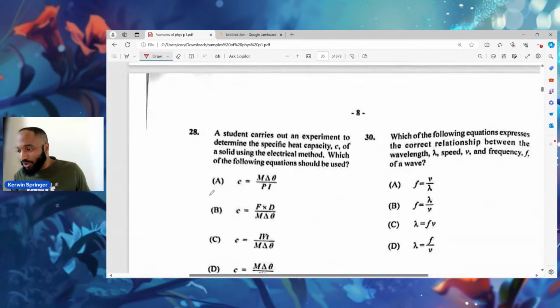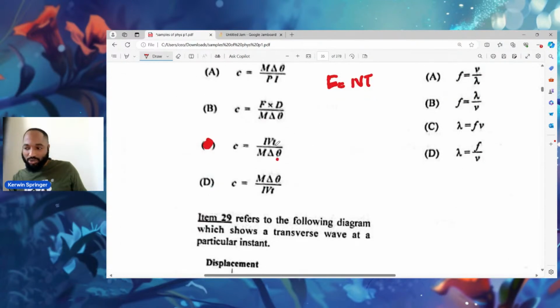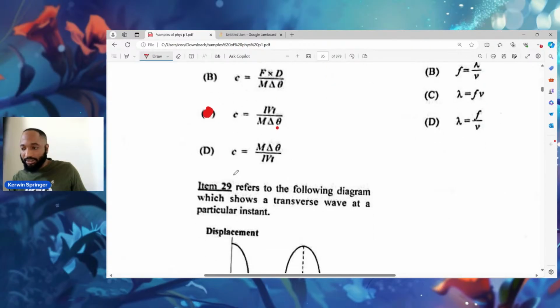Now you know. So a student carries out an experiment to determine the specific heat capacity. Wait, now they didn't just ask you this using the electrical method. So the following equation should be used. Energy is equal to power, power is equal to IV, energy is equal to IVT. So the energy on top divided by the mass by the change in temperature, they have theta as the temperature. So the answer is C for this one, right? Did we just do this? The only difference is that they switch energy to E and they switch the T2 minus T1 to delta theta.